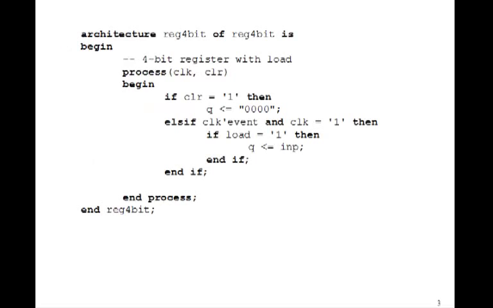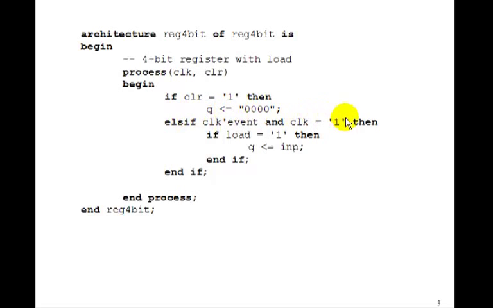And then this is basically almost the same program that we had for the 1-bit register. The process is clock and clear. If clear equals 1, now we have a 4-bit Q, so we set Q to 0, 0, 0, 0. That's our asynchronous clear. All 4 Qs go to 0.